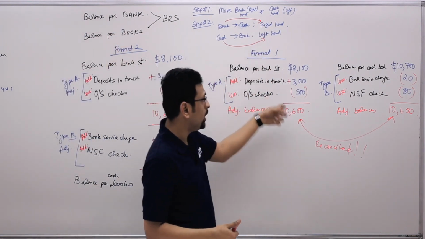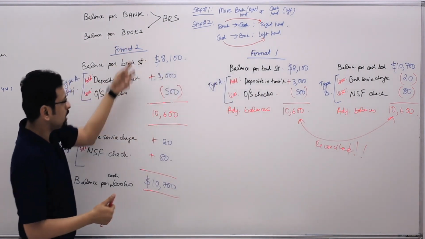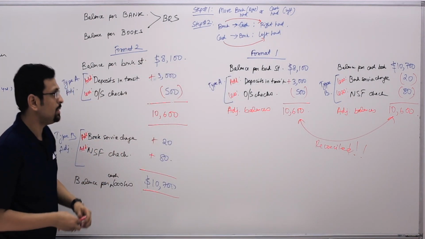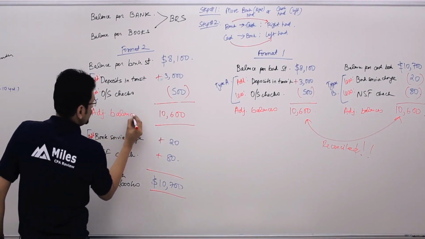If you're doing format 1, the last number that you have here goes into your balance sheet. If you're doing format 2, the number in between, that's the adjusted balance, which goes into your balance sheet.